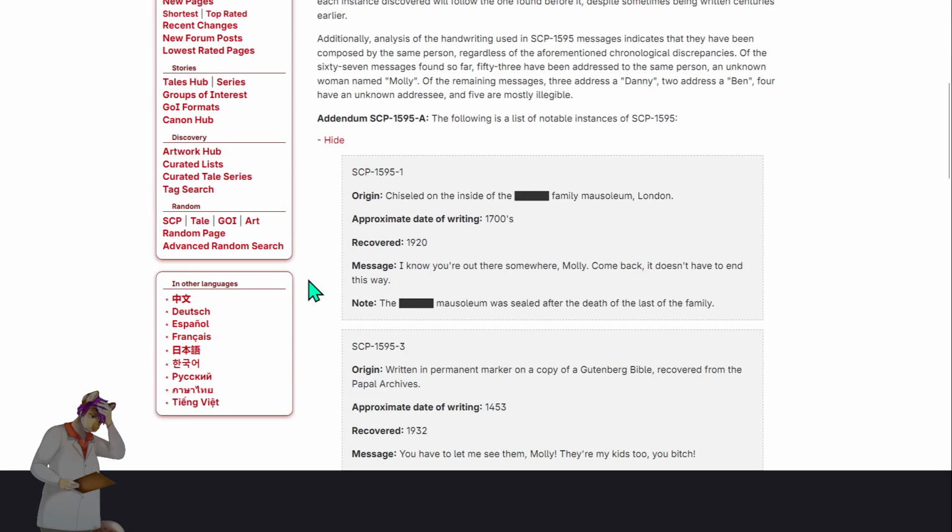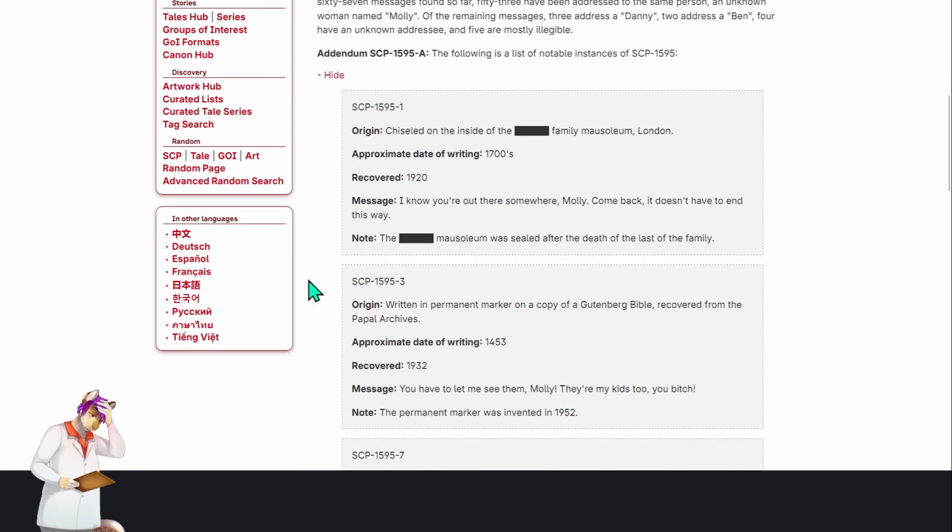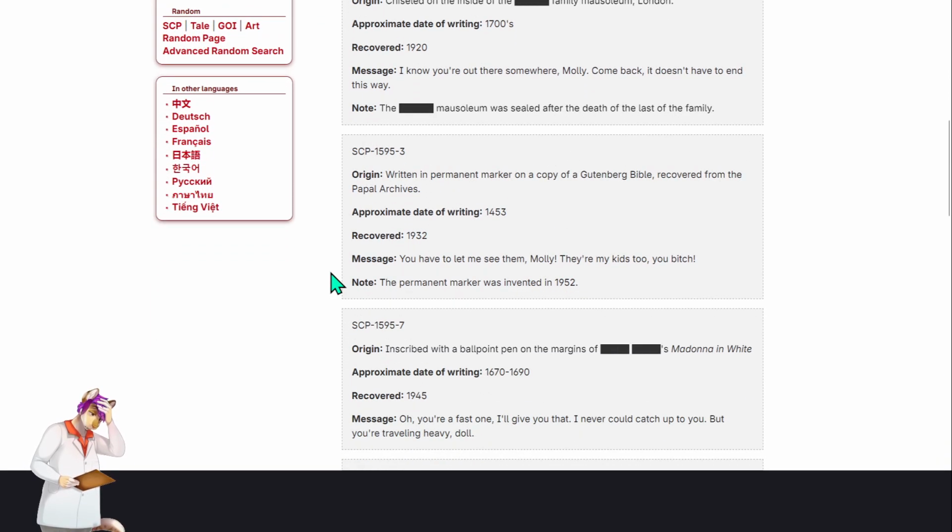Hmm. Origin: chiseled on the inside of the Blank family mausoleum in London in the 1700s, that they found in 1920. Message: "I know you're out there somewhere, Molly. Come back. It doesn't have to end this way." The mausoleum was sealed after the death of the last of the family.